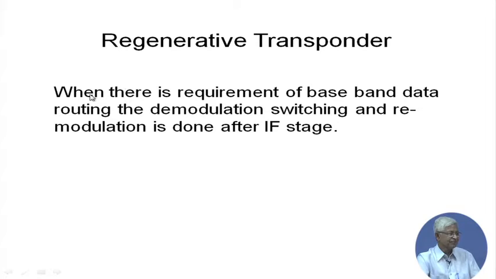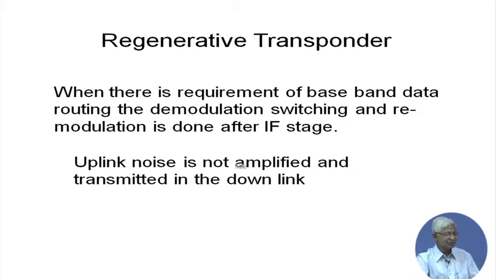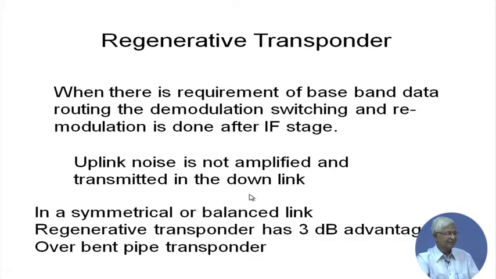So, that is another form, used when the baseband data has to be extracted and then routing is done through the switching. After demodulation, switching is done, and remodulation is done after the IF stage. So, this is much more complex. In that case, the advantage is that uplink noise is not directly amplified, because you have come down to the baseband and then go up from the baseband. So, the noise is not transferred to the downlink. That is one of the advantages.